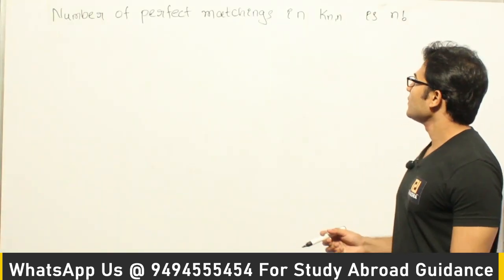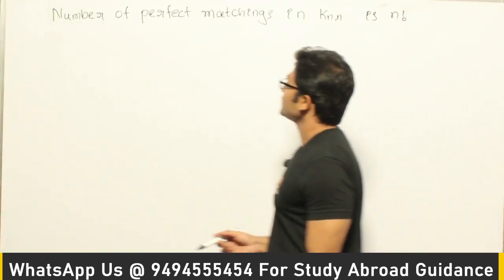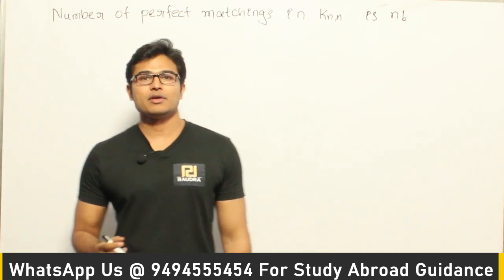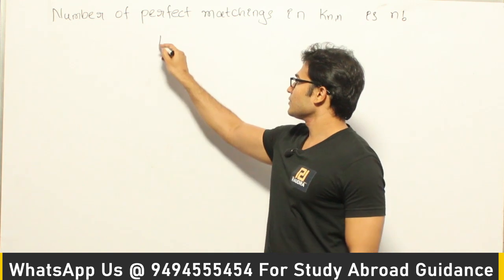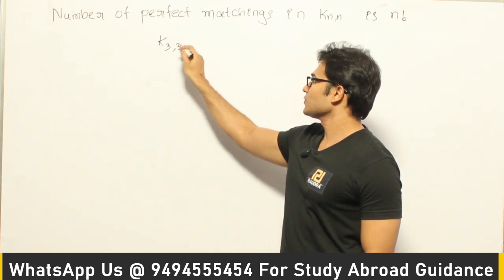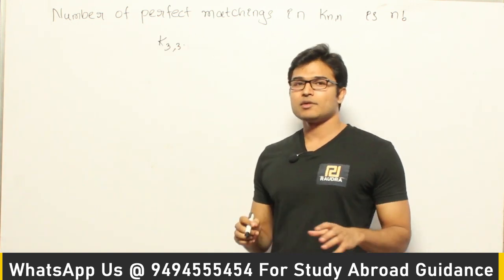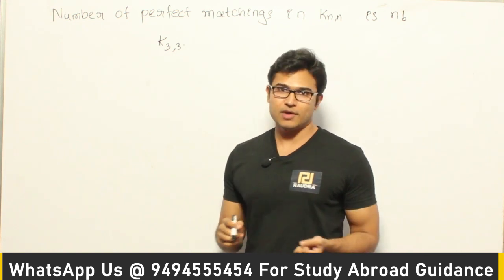Let's see this: the number of perfect matchings in K_{n,n} is n factorial. In order to answer this, we shall take a small example and see it. Let's see the case where it is K_{3,3}. I want to find out whether the number of perfect matchings in this is 3 factorial.